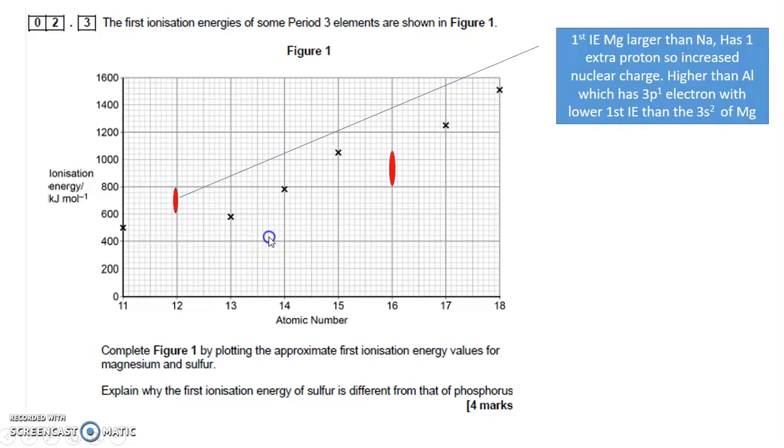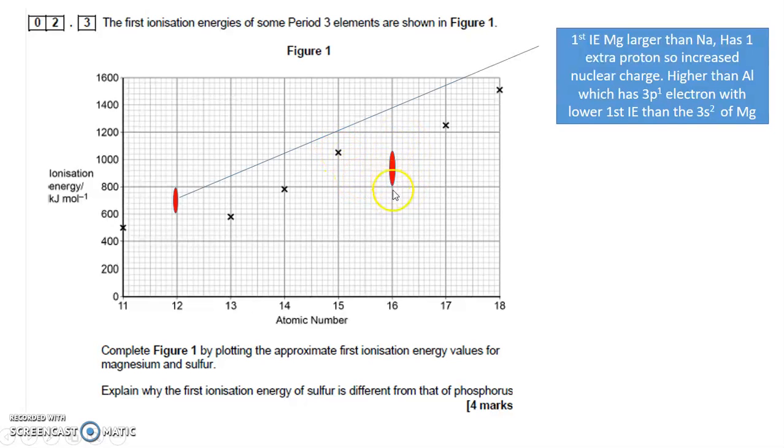Let's have a look at sulfur then. Sulfur is in this region. It comes down. The reason that sulfur comes down is that phosphorus has got 3p3. Aluminium 3p1, silicon 3p2, phosphorus 3p3. The 3p3, it's half full, and the 3 electrons are not paired.